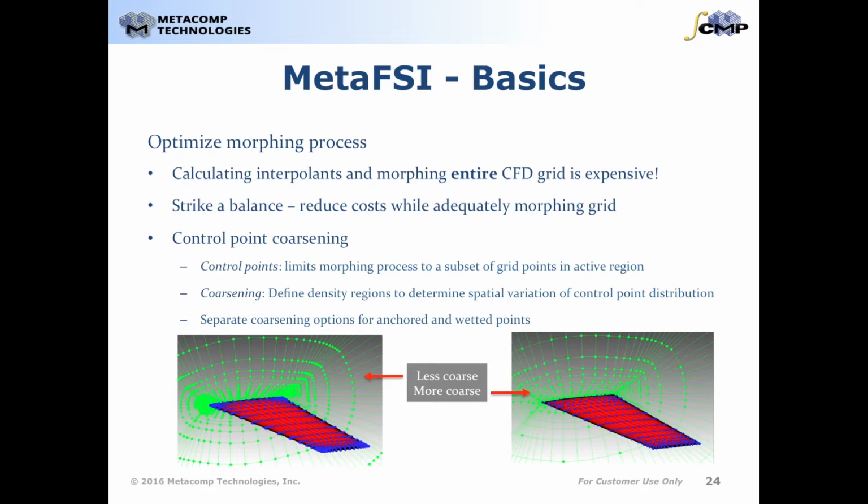This can be done by what is called control point coarsening. Here, we limit the morphing process to a subset of grid points in the active region, which we call control points, and are determined by defining custom density regions to manage the spatial variation of these control points. The extent of coarsening that strikes a balance between reduced costs and adequate mesh morphing varies from one problem to another.